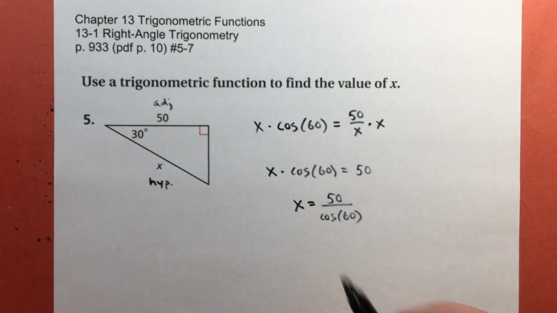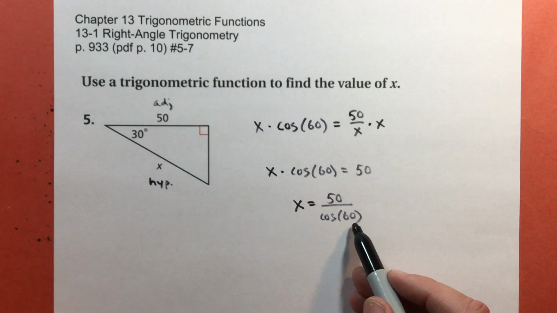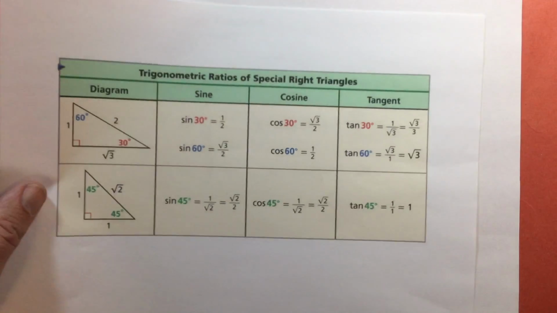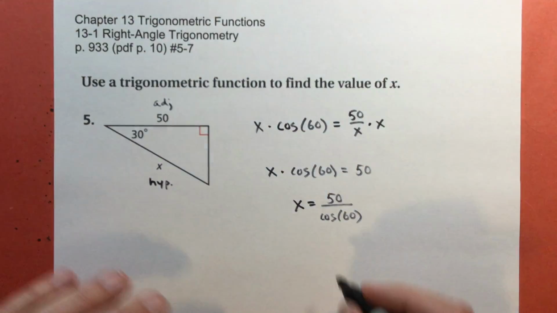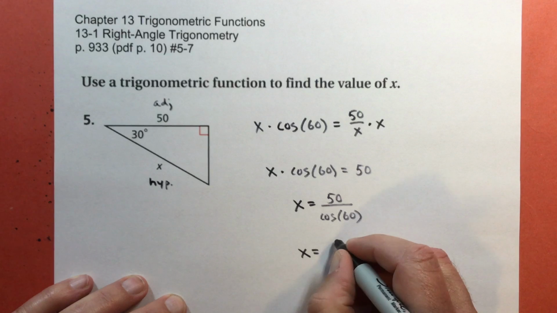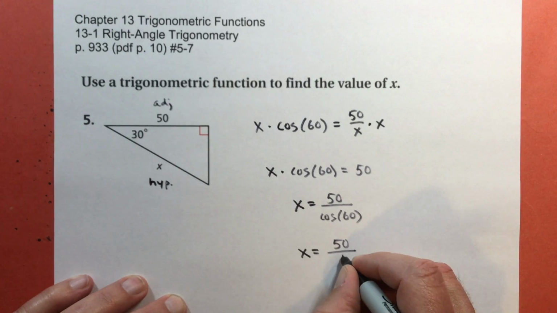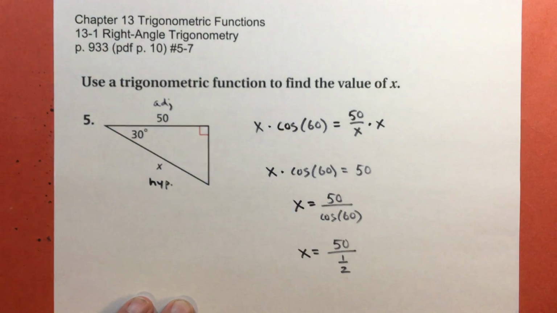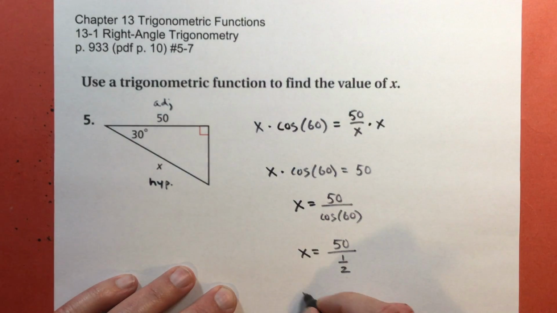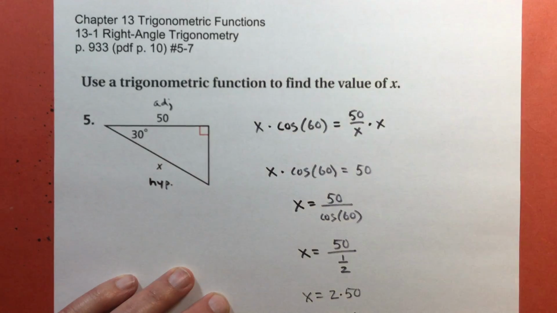Now we need to figure out what actually was the cosine of 60 degrees. So I come back and I look at my list. Here's cosine 30, cosine 60, 1/2. So this is x equals 50 divided by 1/2. And we remember from elementary school that dividing by a fraction means multiplying by a reciprocal. So this is the same as 2 times 50, which is 100.